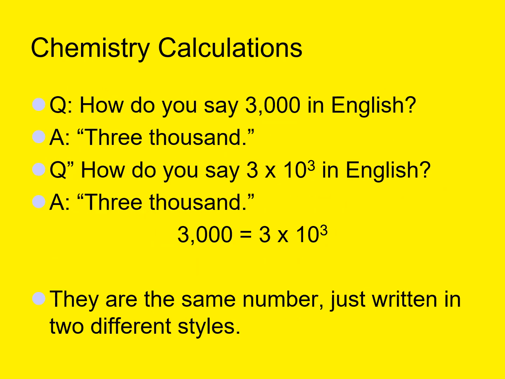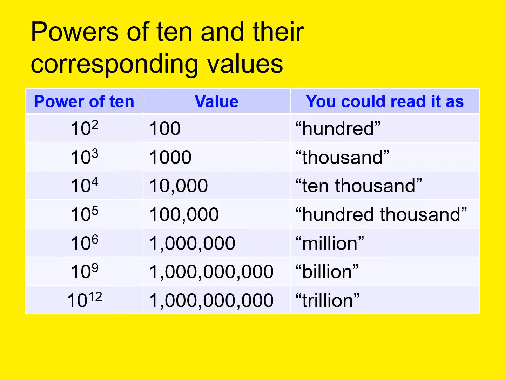How do you say 3,000? You say 3,000. How do you say 3 times 10 to the third power? You could say 3,000. They are exactly the same thing. They're just written in two different styles. So here's a list of other common powers of 10 that you might encounter and the way that you could read them. So for example, if you get something that says 10 to the 6th power, that's million. 10 to the 12th power would be trillion.